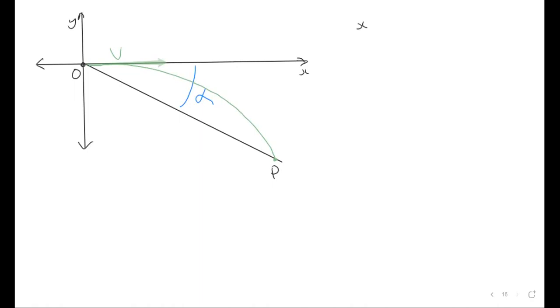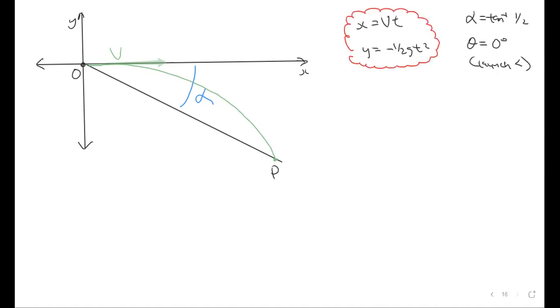And alpha, remember, keep in mind all your important information. So alpha is tan inverse of a half. It is a known angle. And it's below the horizontal, of course. X equals vt. Theta, if you want to think about theta, which is your launch angle, is 0 degrees. And your y must equal negative a half gt squared, based on the fact that theta is 0. So show that the particle hits the slope after time v over g seconds.